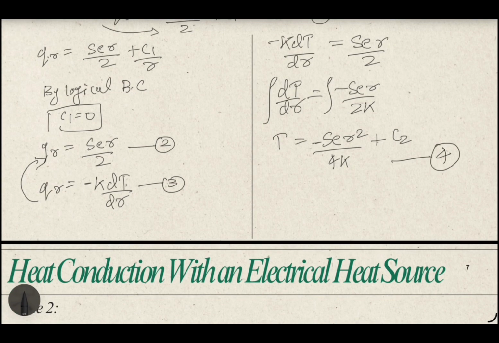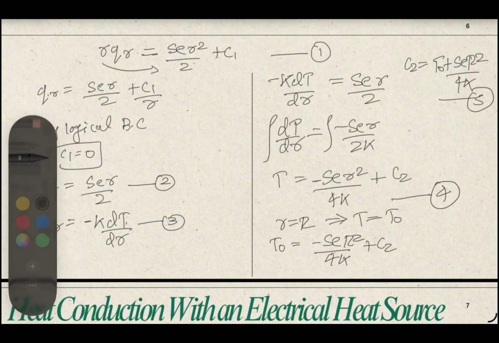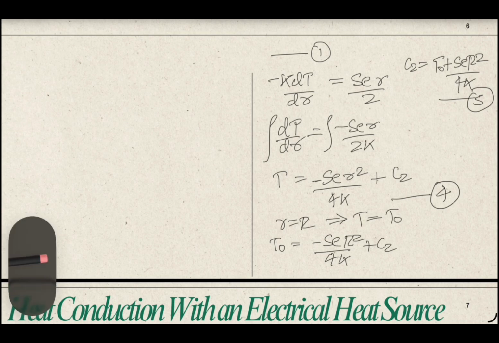Now we can apply the boundary condition that they have given, that at r equals capital R, the temperature is T naught. So we can put T naught equals minus S_E R squared by 4k plus C2. From here, I don't have space, I'm writing here. From here we can get C2 as T naught plus S_E R squared by 4k. So this is our equation 5. Let me write this. So we can substitute C2, substituting C2 in equation 4.